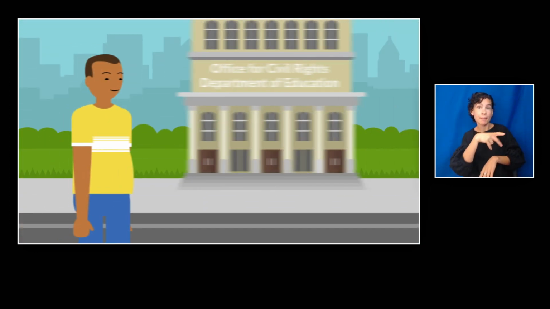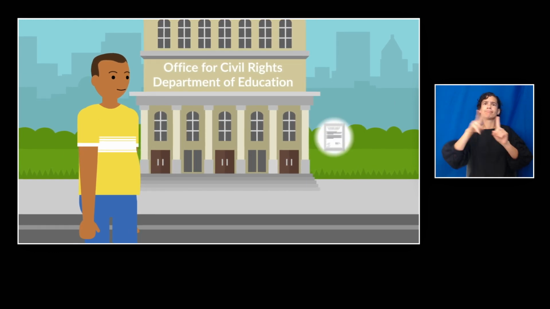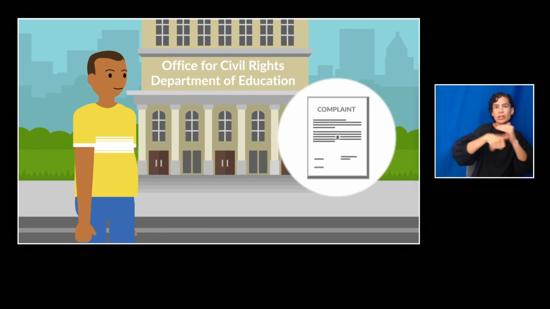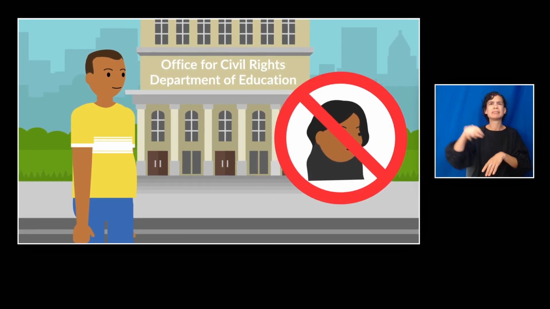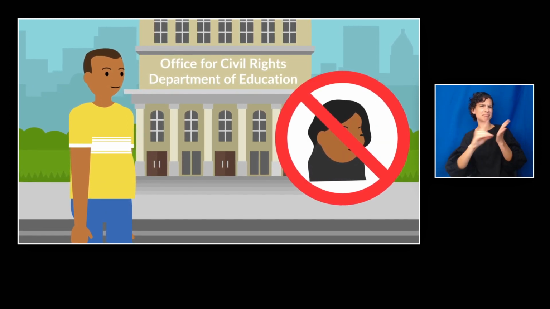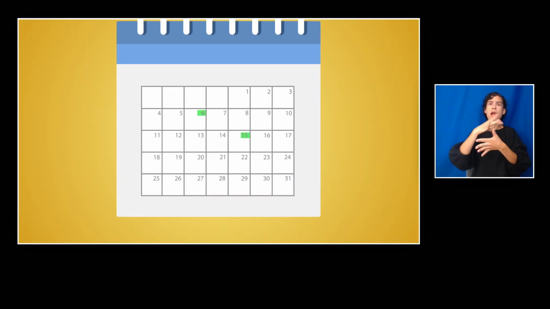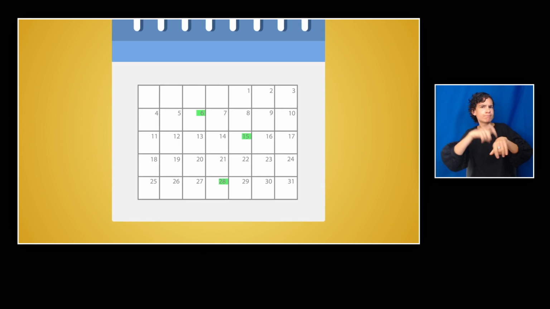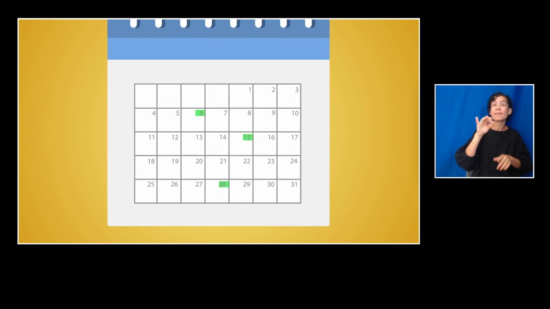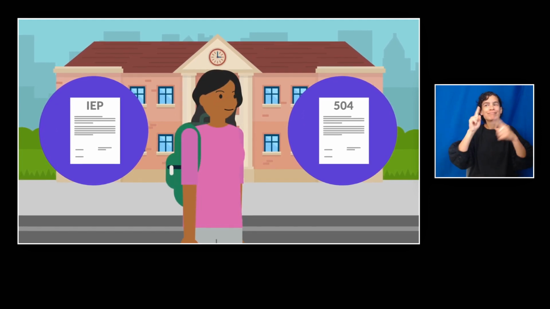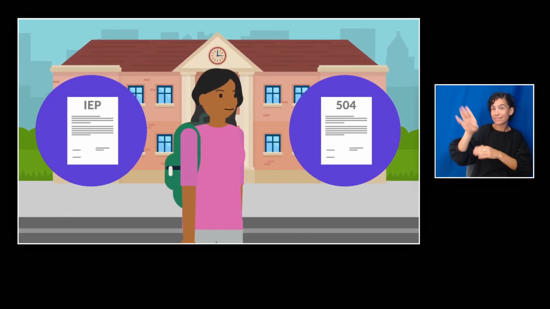With an IEP or 504 plan, a parent can also file a written complaint with the Federal Office for Civil Rights at the U.S. Department of Education if they believe they're being discriminated against because of their disability. Remember, there are procedures and timelines for all these options, so it's important to keep track of deadlines and requirements. IEPs and 504 plans ensure that students with disabilities receive an education that meets their needs.